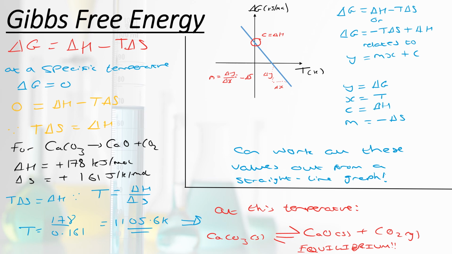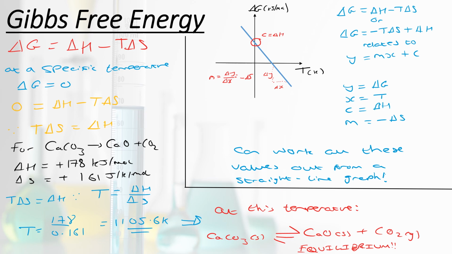And so if I plot my Gibbs free energy change in kilojoules per mole on the y-axis against the temperature in Kelvin on the x-axis, I'll get a straight line that has a negative slope, a negative gradient, because the gradient is negative delta S. And I know that the point at which this line crosses the y-axis is going to be our enthalpy.